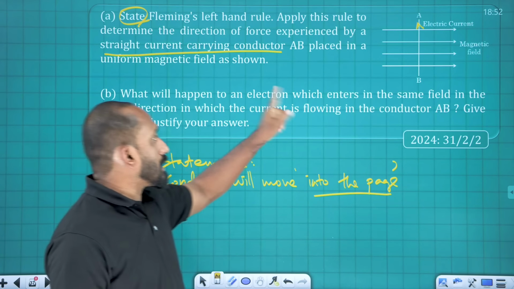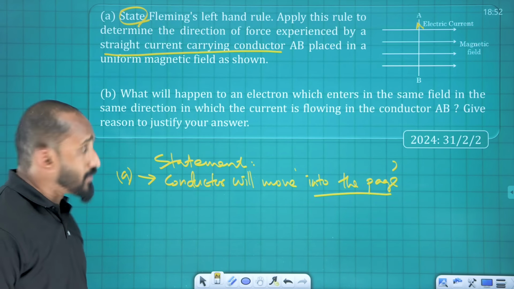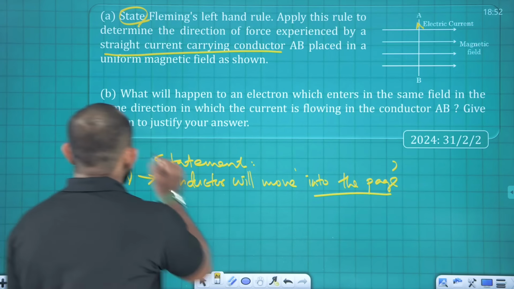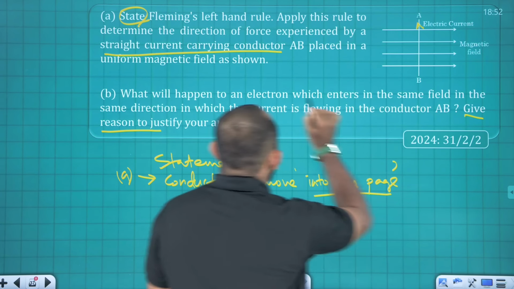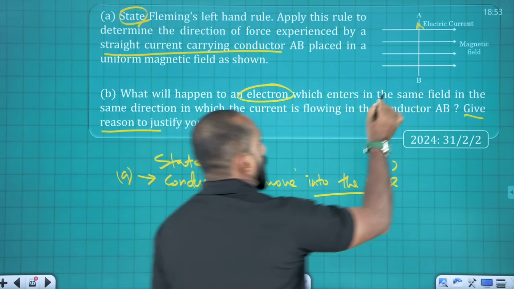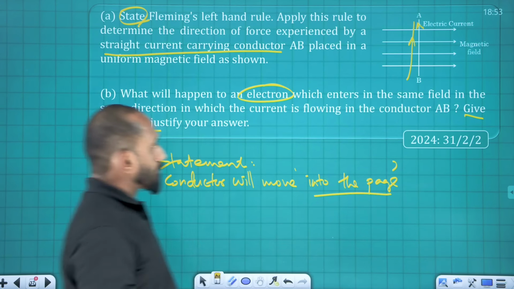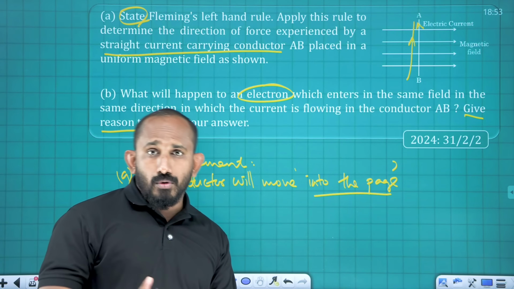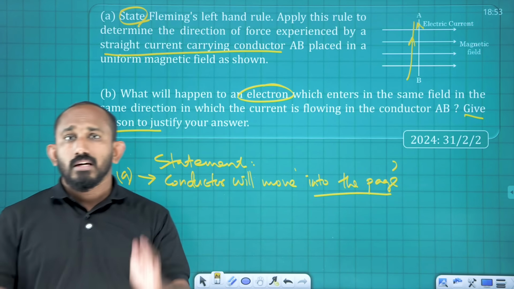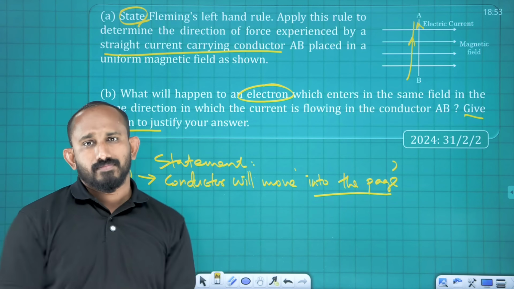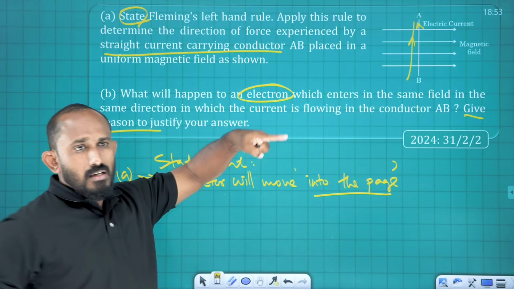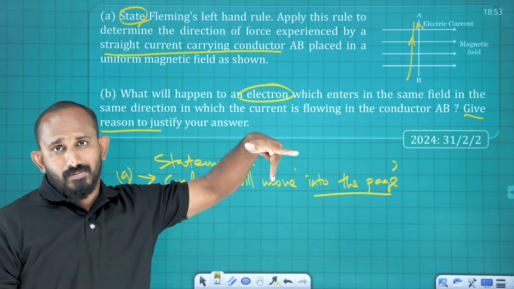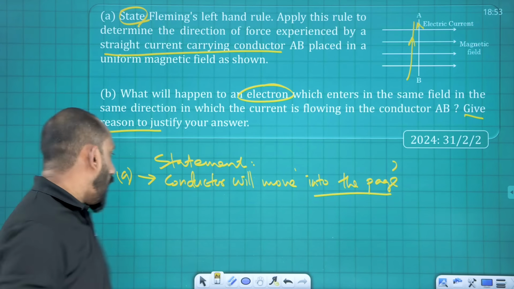B. What will happen to an electron which enters the same field in the same direction in which the current is flowing in the conductor AB? Give the reason to justify your answer. If the electron is moving upward, the current will be downward, because current flows in the opposite direction of the electron. Magnetic field in the same direction, current downward, the thumb is out of the page. So the direction is out of the page.